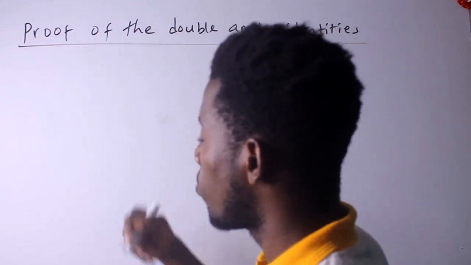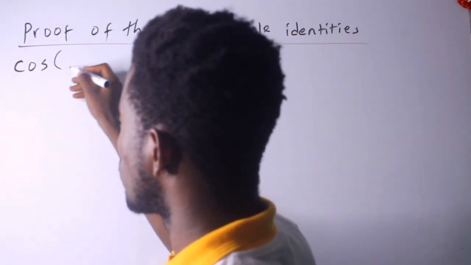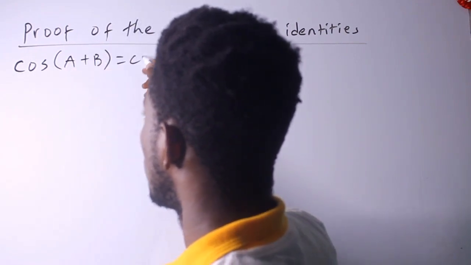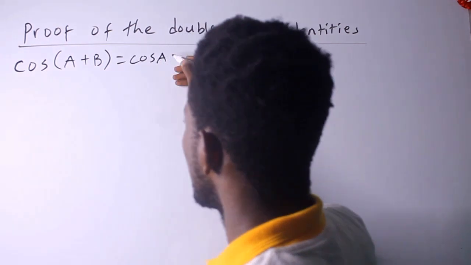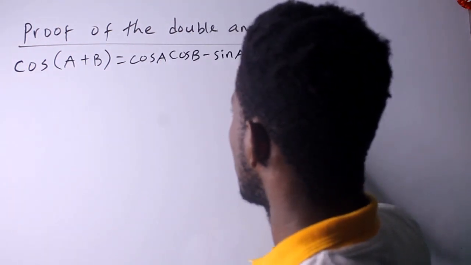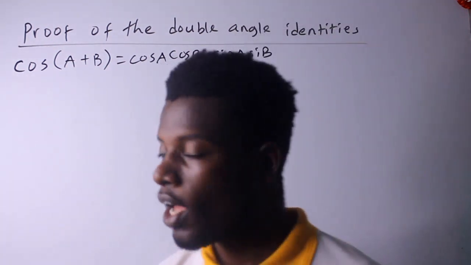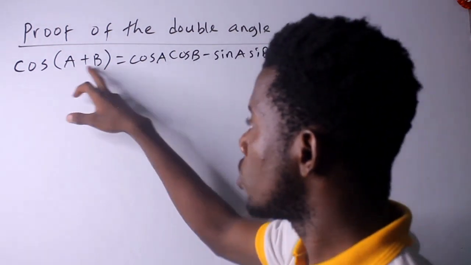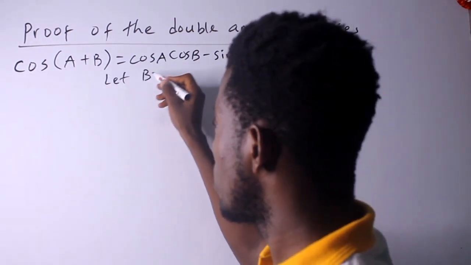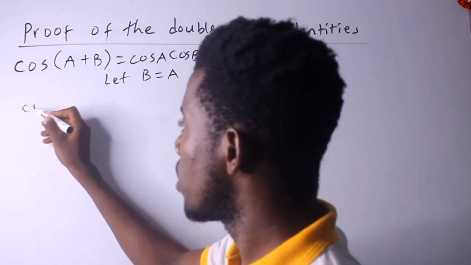So if I want to find the double angle identity for cosine, for example, I will use the sum identity for cosine. Cosine of A plus B is equal to cosine of A, cosine of B, minus sine of A, sine of B. To prove the double angle identity for cosine, I will have to assume that these two variables are equal. So I'll say let B equal A. So this angle B becomes A.